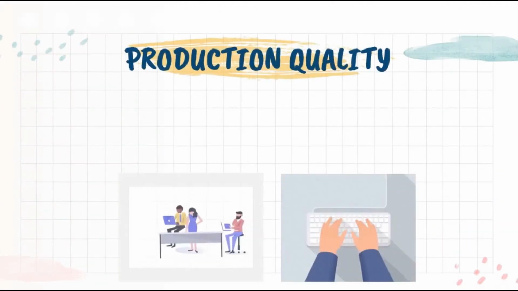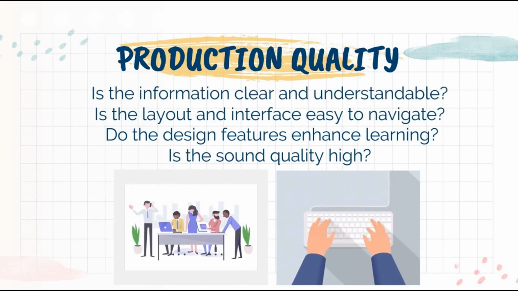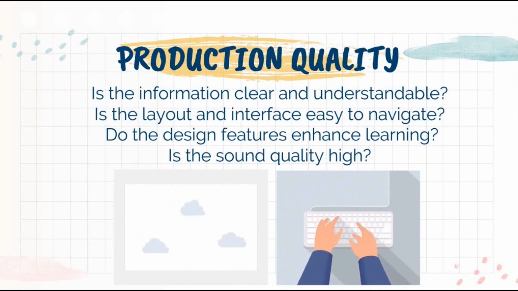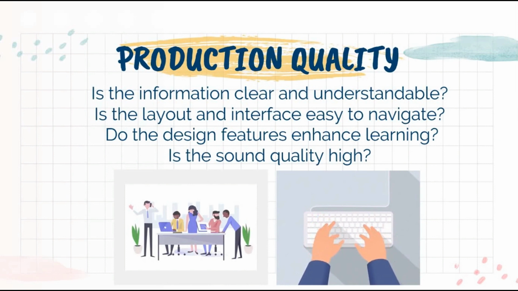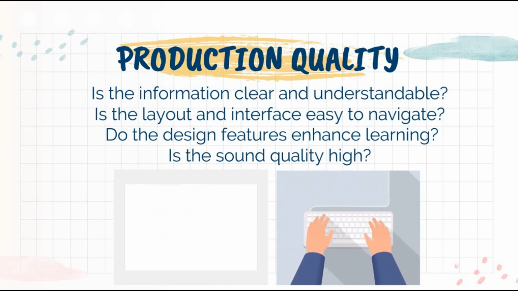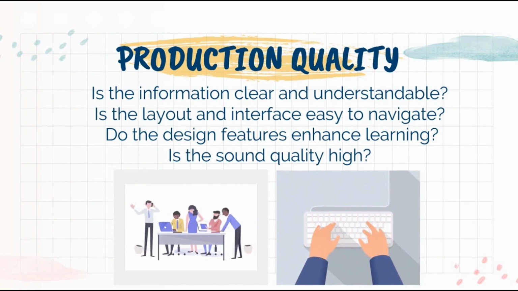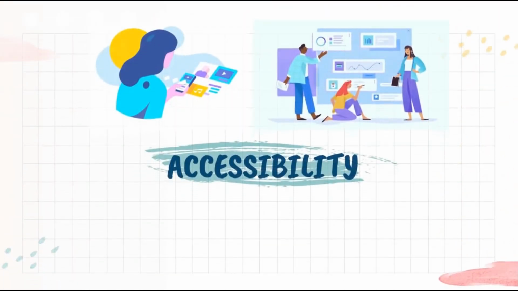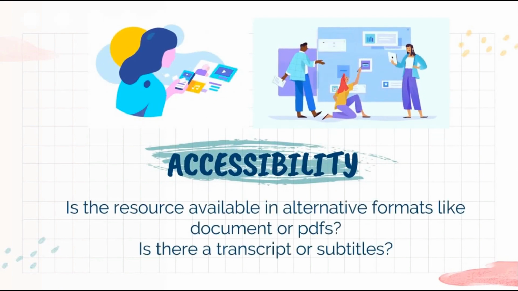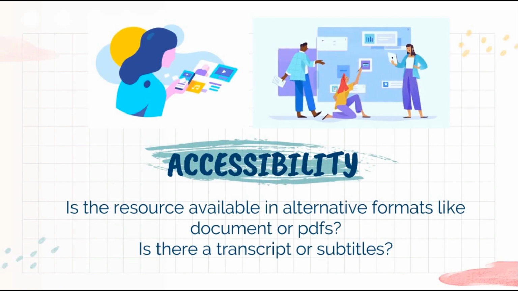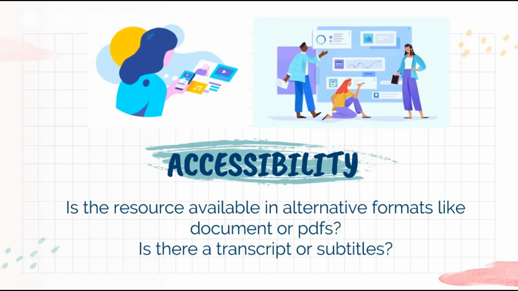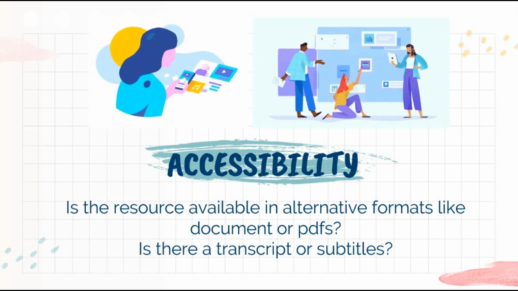The third is production quality. Is the information clear and understandable? Is the layout and interface easy to navigate? Do the design features enhance learning? For audio or video resources, is the sound quality high? Fourth is accessibility. Is the resource available in alternative formats like documents or PDF? For audio or video resources, is there a transcript or subtitles?